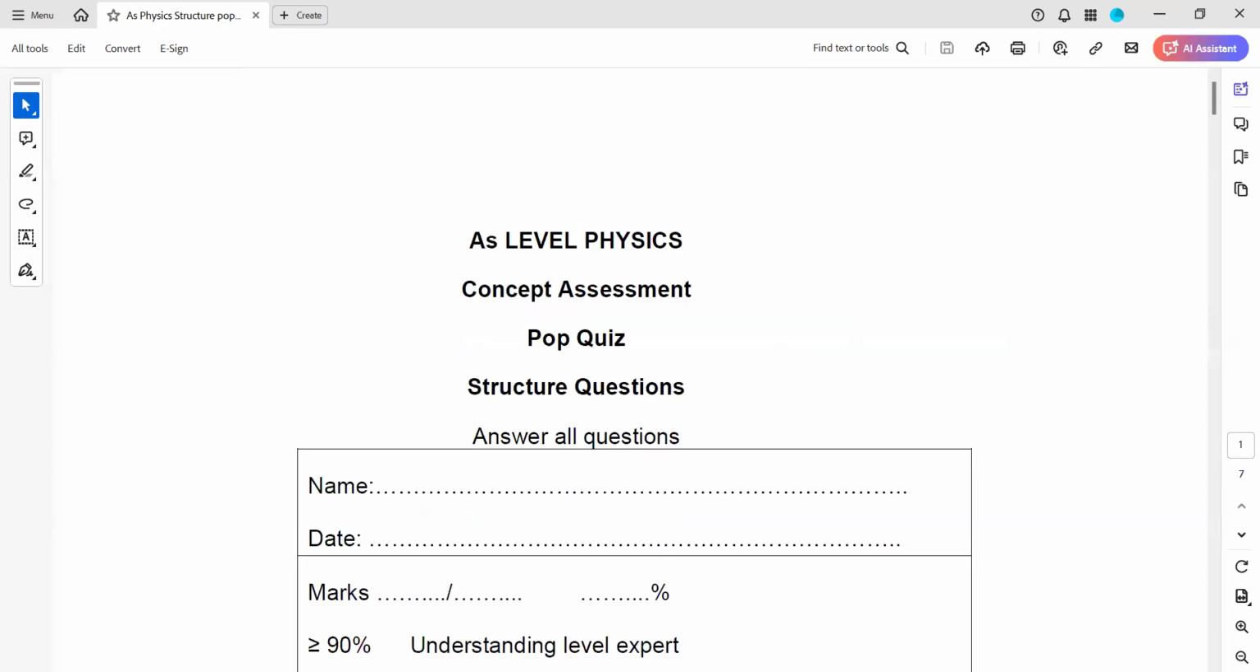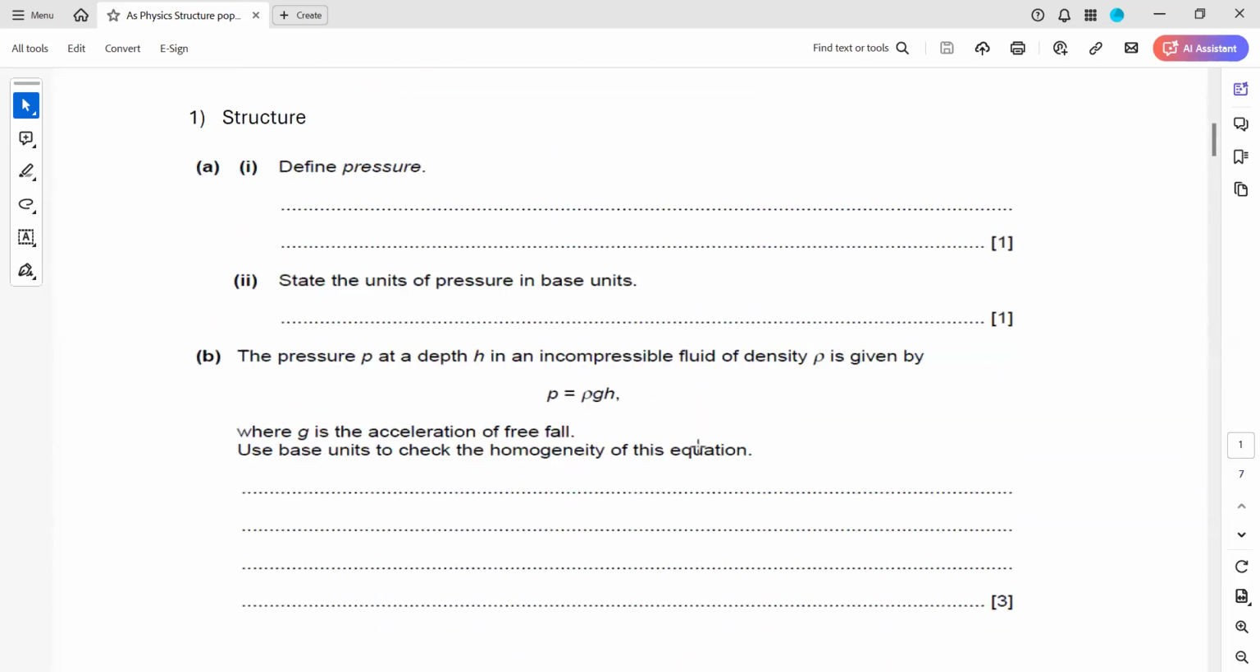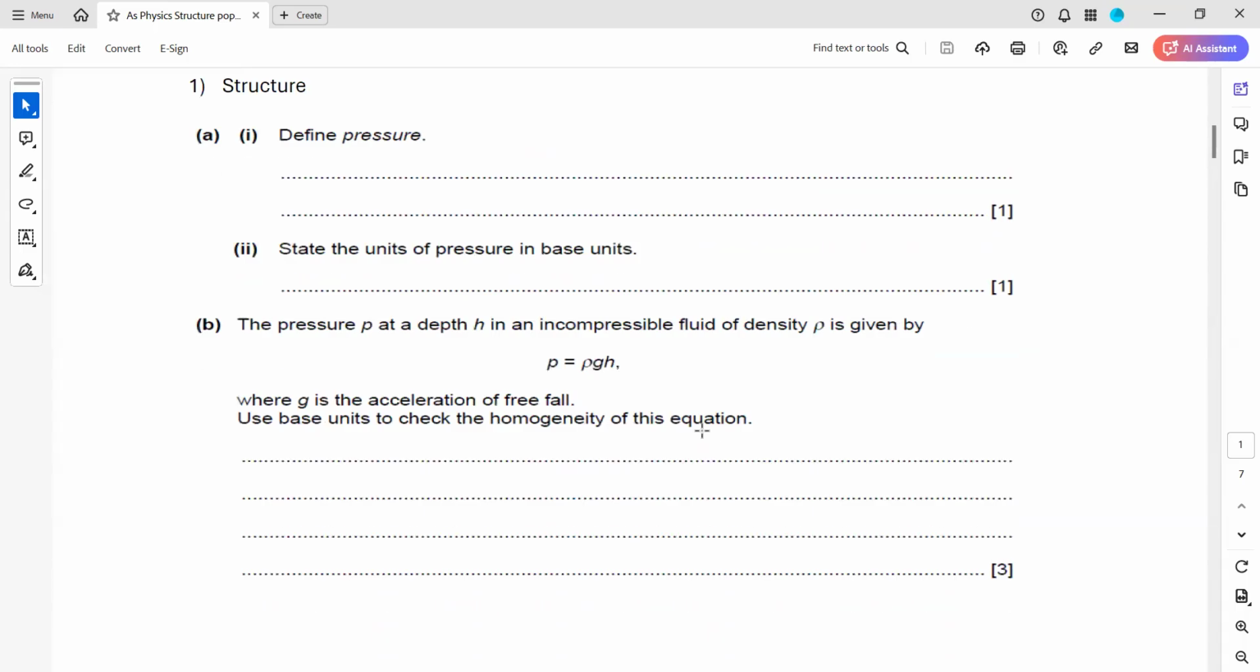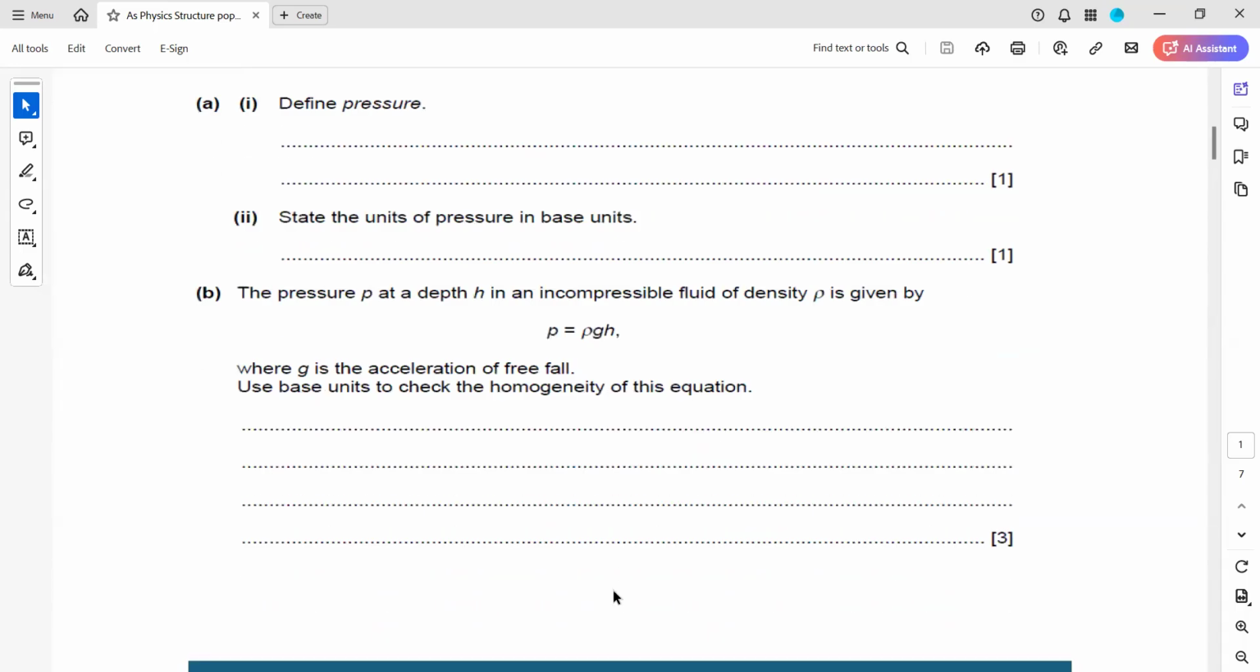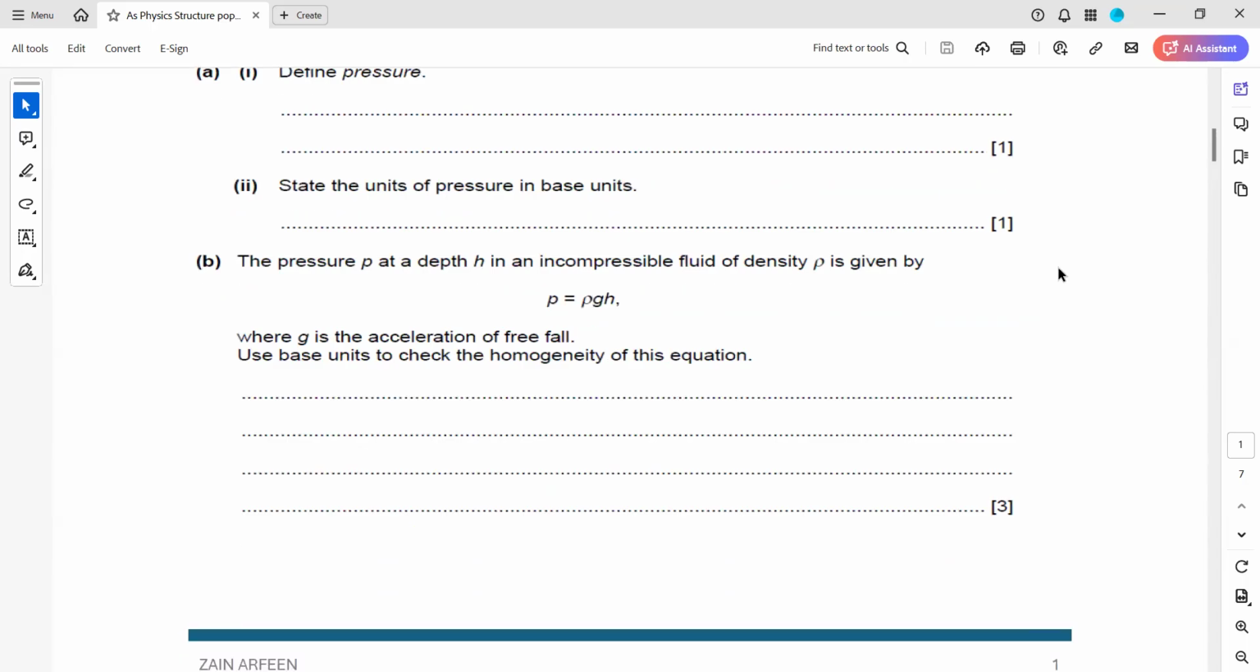So this was a weekly pop quiz 2 related to the structure questions in this month. Any doubt? Question 1, part A and B. The term homogeneity of the equation means it has the same unit on both sides. The pressure at a depth h is there.